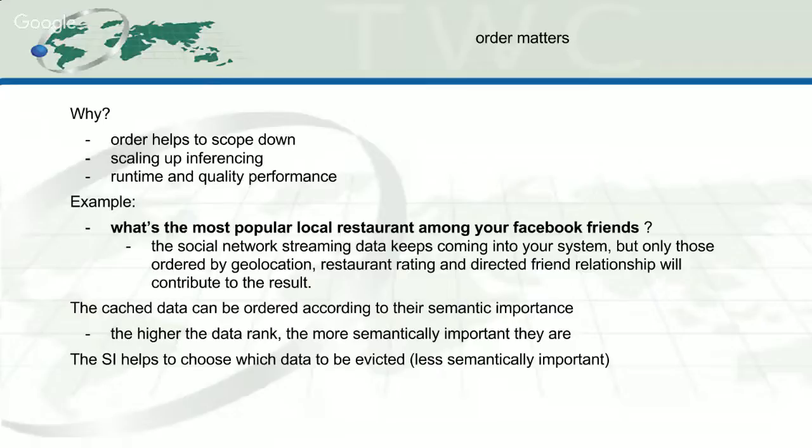So the cache data can be ordered according to their semantic importance. We are leveraging this ordering and the semantic importance. For example, the higher the data rank, the more semantically important they are. This is something we define in our system, or you can define whatever you like. You can define that the higher the data rank, the less semantically important they are. But the semantic importance helps to choose which data to be evicted, meaning those data that are less semantically important, coupled with the ordering. So together with ordering, semantic importance can contribute to which data should be chosen.